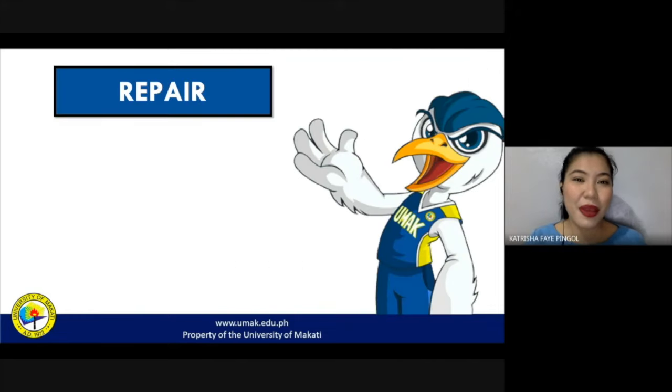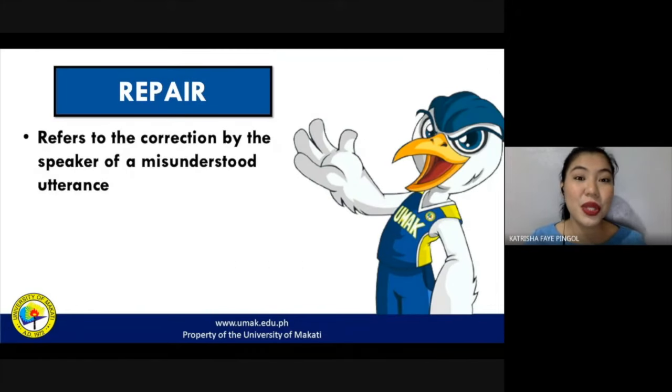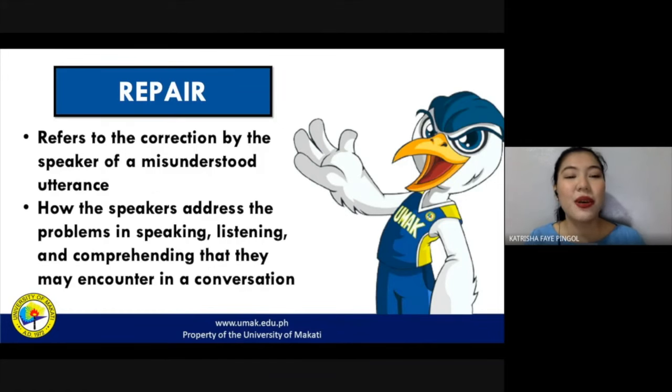Next up, we have repair. Repair simply refers to the correction by the speaker of a misunderstood utterance. Okay. So repair happens when the speakers address the problems in speaking, listening, and comprehending that they may encounter during a conversation. Okay, so during a communicative situation.